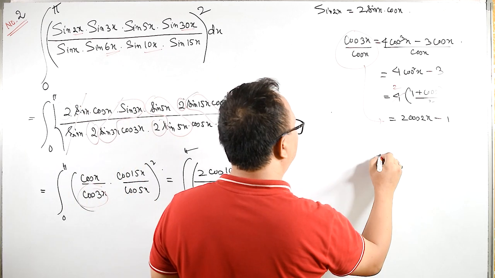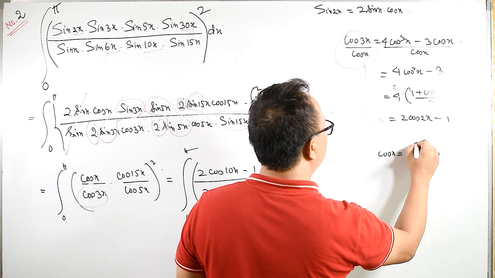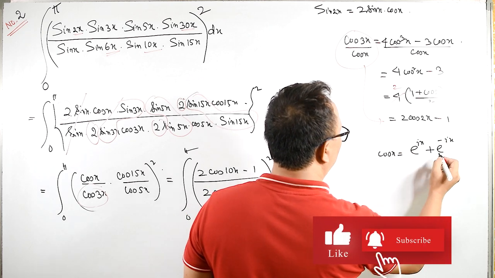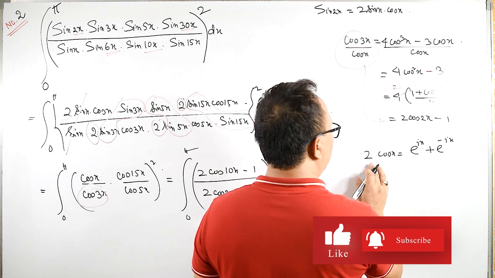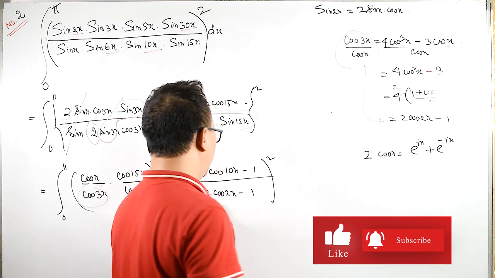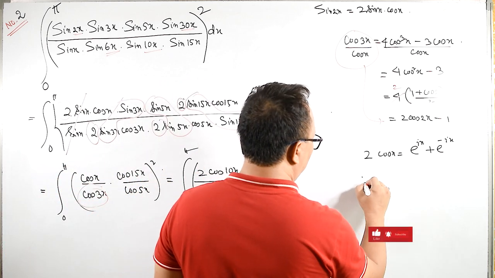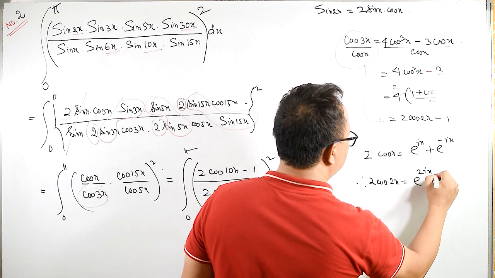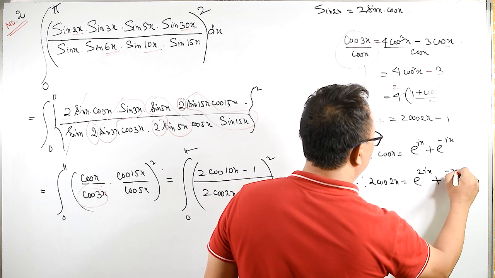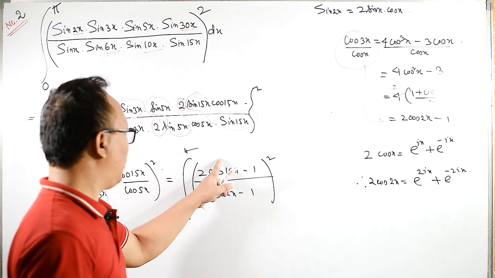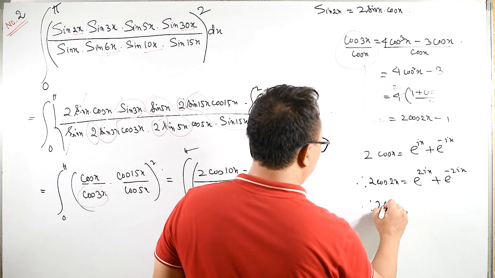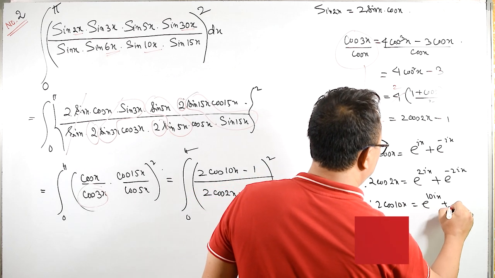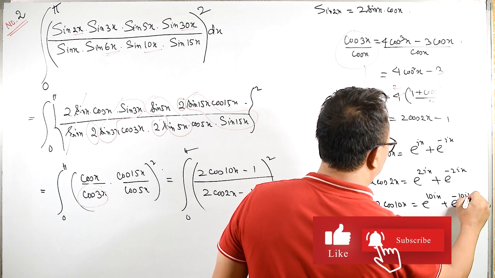We have cos of x equals e raised to ix plus e raised to minus ix upon 2. So I can write 2 cos x as this. I need 2 cos 2x, therefore 2 cos of 2x equals e raised to 2ix plus e raised to minus 2ix. And 2 cos of 10x is e raised to 10ix plus e raised to minus 10ix.